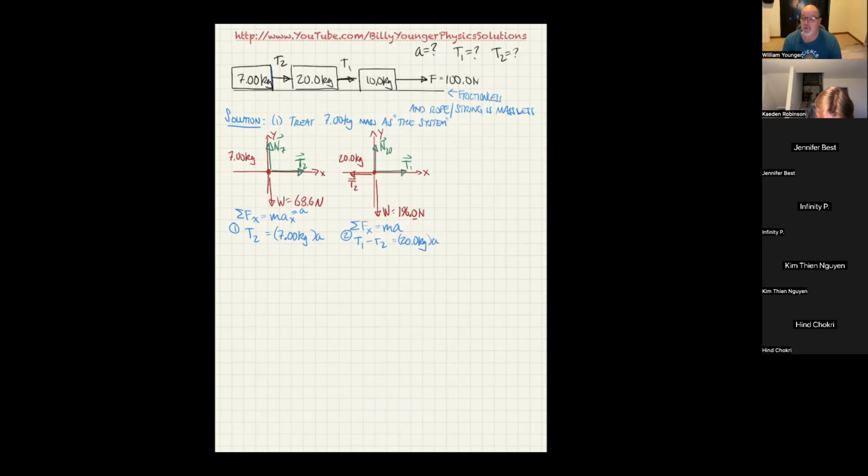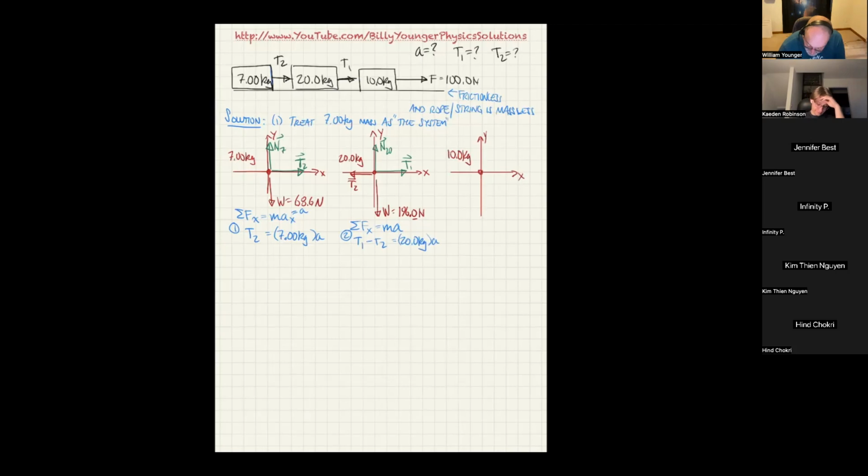So now you've seen me use F equals ma for two different systems. The first system was a 7 kilogram mass, and now the second system is the 20 kilogram mass. Now I'm going to do it for a third system, which is the 10 kilogram mass. So again, I'll draw my free body diagram. Again, this is my y-axis, this is my x-axis, and my mass in this case is 10.0 kilograms.